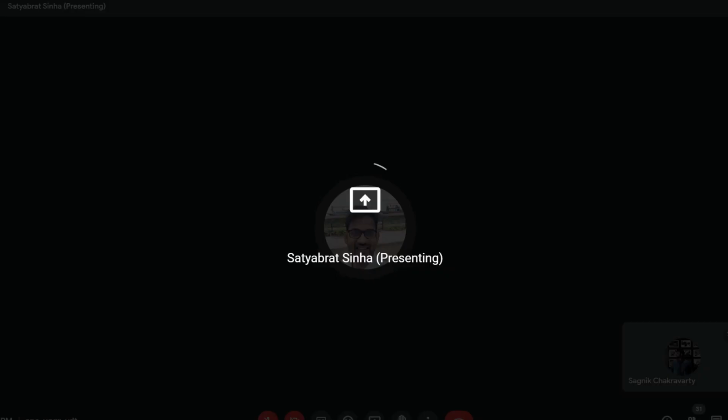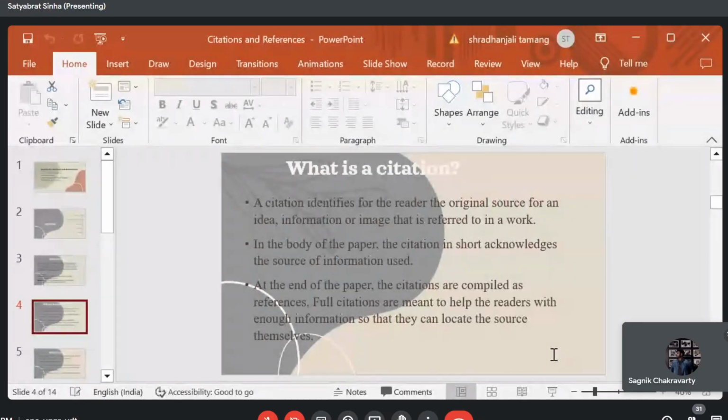So this is what we call a citation, what you just saw. Redoc 2000 identified for the reader the original source from where I was borrowing that idea or that information. And that citation was made in the body of the paper. In very short, the citation acknowledges the source, like a shortened version of it. I just write in this style the surname of the author, the year of publication, and the page numbers. This is what we refer to as a citation. While references, all the citations that we've made, are compiled together as references at the end of the paper.